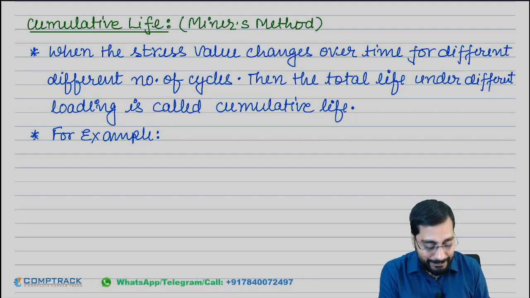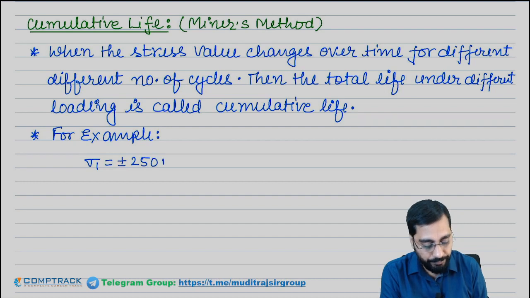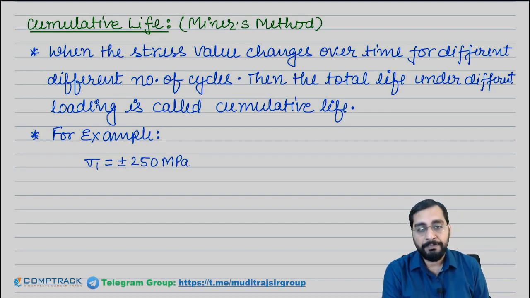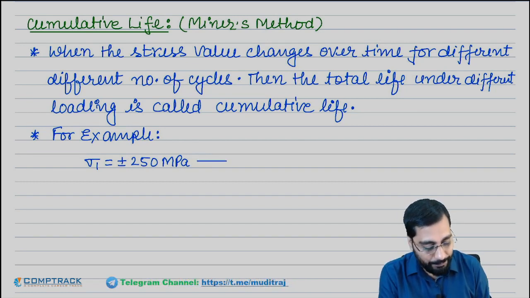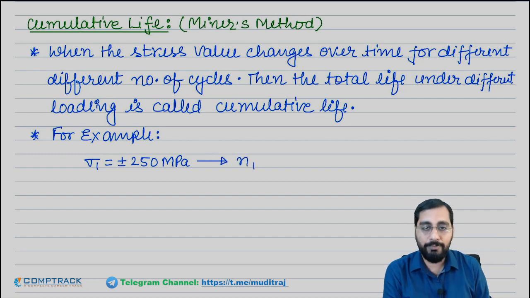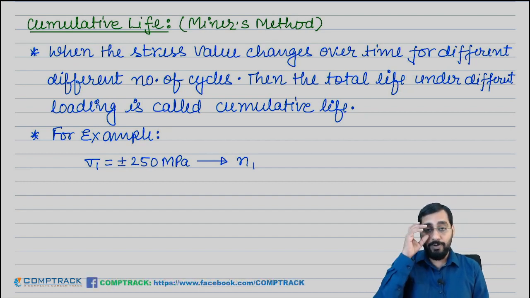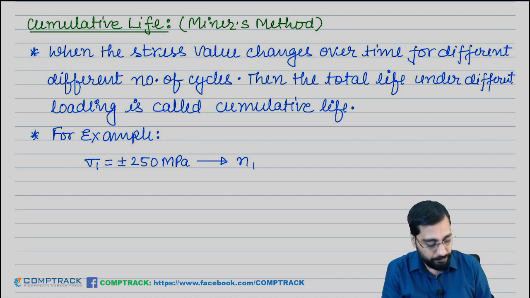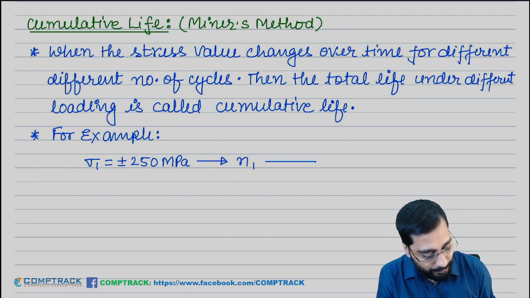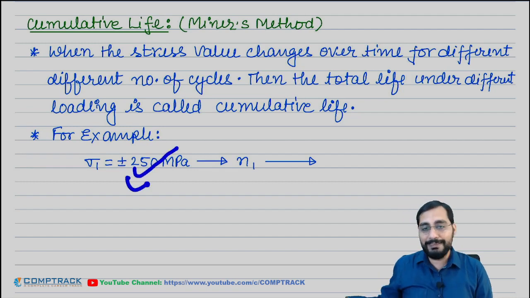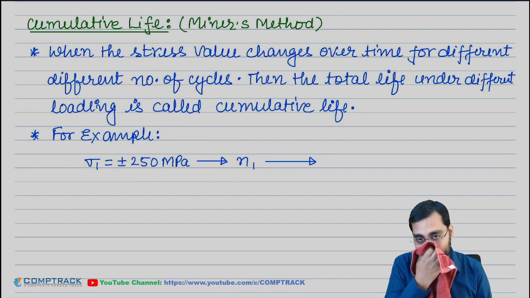First stress is acting on the shaft or member, sigma 1. Let's say its value is completely reversed, 250 megapascal. Under this stress, it is completing small n1 number of cycles only. But if you continuously apply this stress only, then it could complete capital N1 number of cycles.